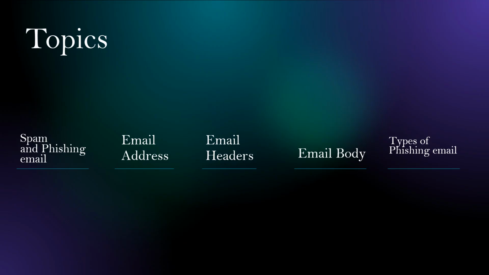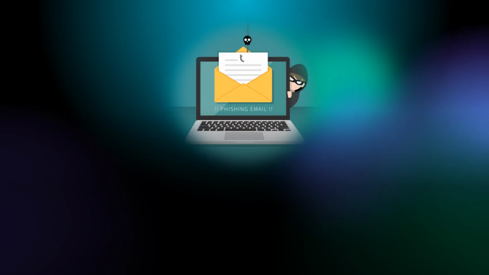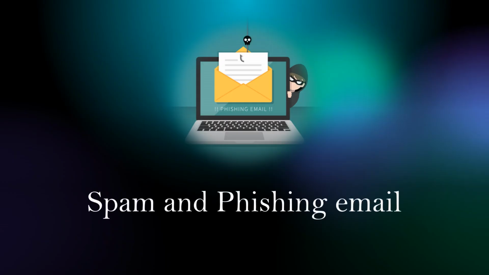So in this video we are going to cover one of the basic fundamentals of phishing email detection. First we will look at spam and phishing email, then we will see some of the main topics needed to detect phishing email: we will get deep into email address, email headers, email body, and types of phishing email used by attackers to fraud or scam people or to get the sensitive information of an organization. So the first thing we are going to see is the definitions of spam and phishing email.